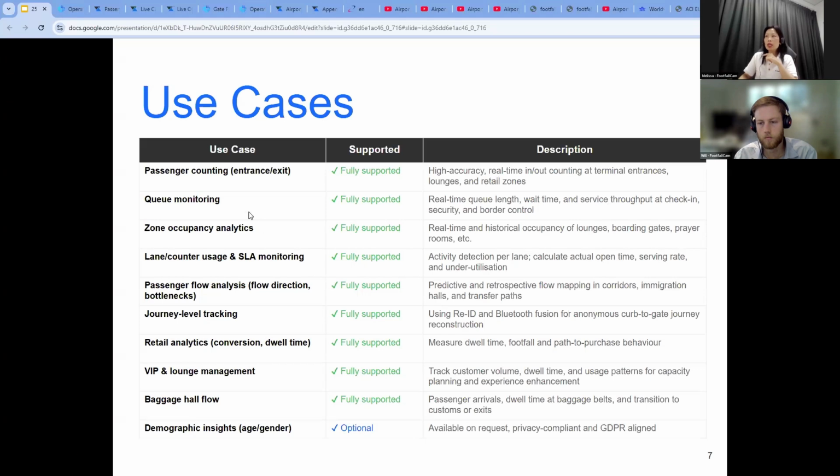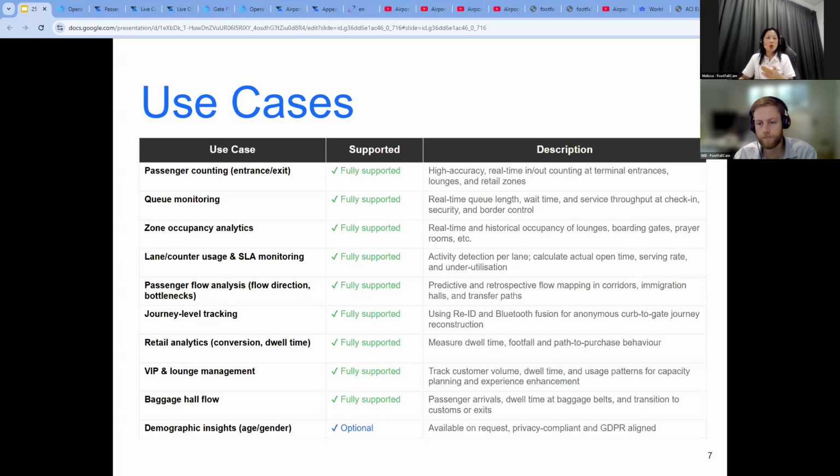Now, we also track real-time and historical occupancy of key facilities. For example, at boarding gates, the lounges, or the rest areas, the prayer rooms. So this enables dynamic capacity planning and passenger comfort. Lane and counter usage monitoring. So we automatically detect lane level activity, their actual open time, their serving rate. So this can be at immigration, check-in counters, or e-gates. So this helps identify the underutilized assets and optimize the throughput.